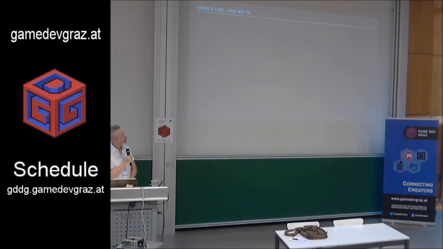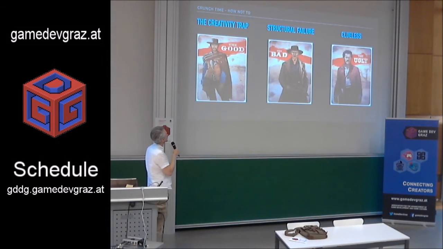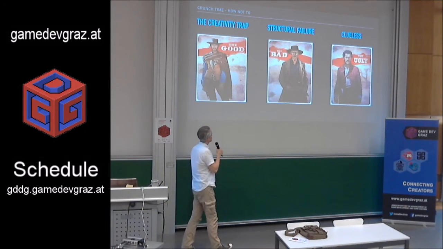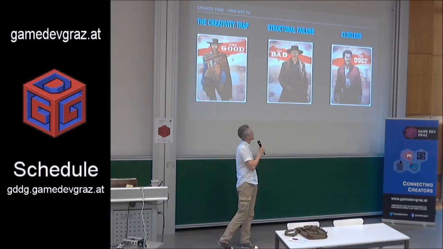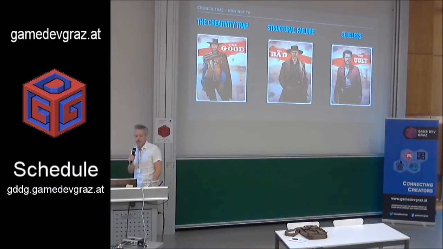So let's recap. What do we have? We have the creativity trap, the good one, the structural failure, the pipeline, and somebody is completely clueless. And when you work at projects, there's always a collection of that. You usually have the creativity trap, the structural failure hits you from time to time in the face, and you always meet an area where nobody has an idea what he's doing.